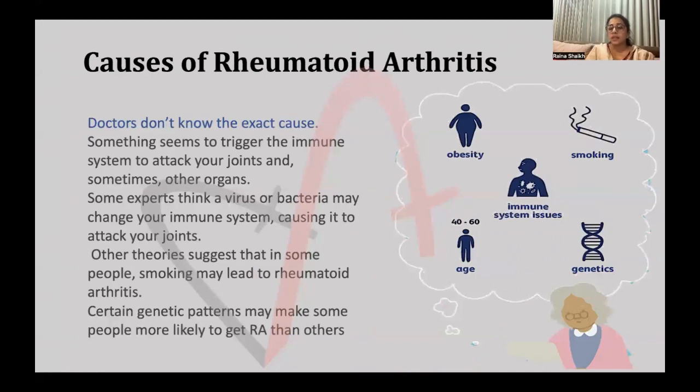Causes of rheumatoid arthritis: the exact cause is not known. It is an autoimmune disorder, and there are various things which we attribute as possible causes. Some experts think that viruses and bacteria change the immune system, causing it to attack your joints and bones. Other theories suggest that obesity and smoking can lead to arthritis. Then there is the age factor: people 40 years and above are usually prone to get RA. And if you have a strong family history of RA, then you are prone to get affected, as we see in our daily practice. So these are the few causes which conventional medicine teaches us, or what we are taught in our colleges.